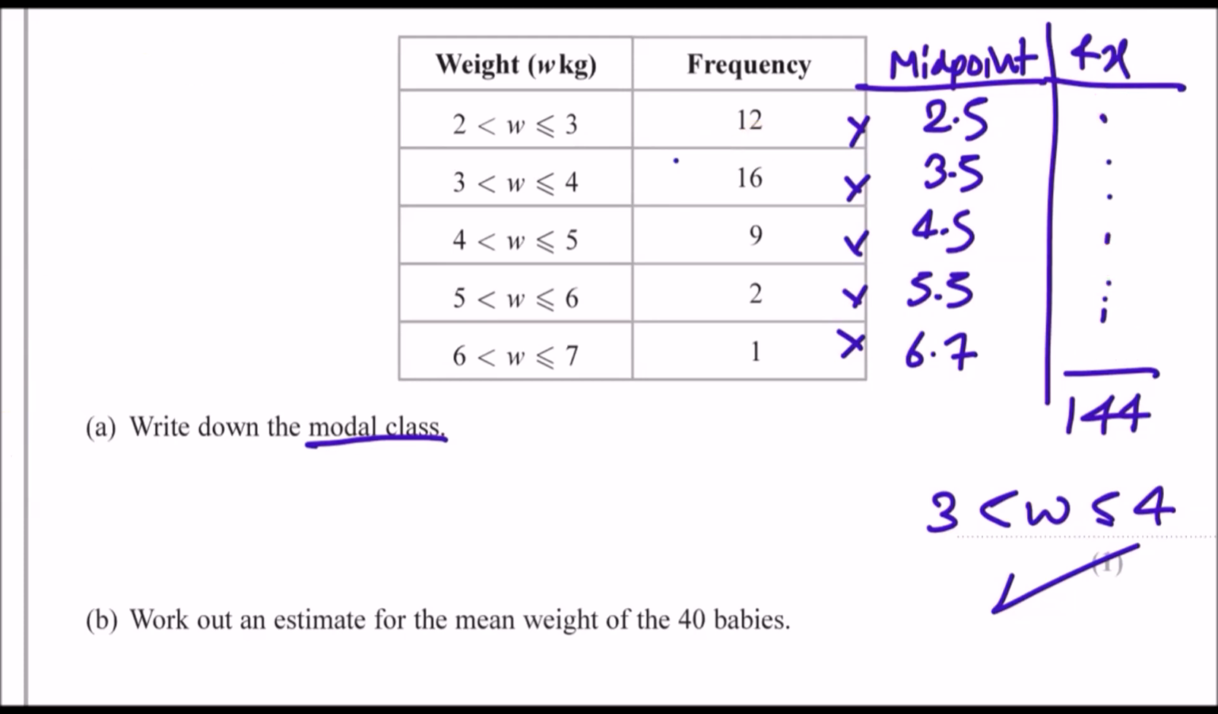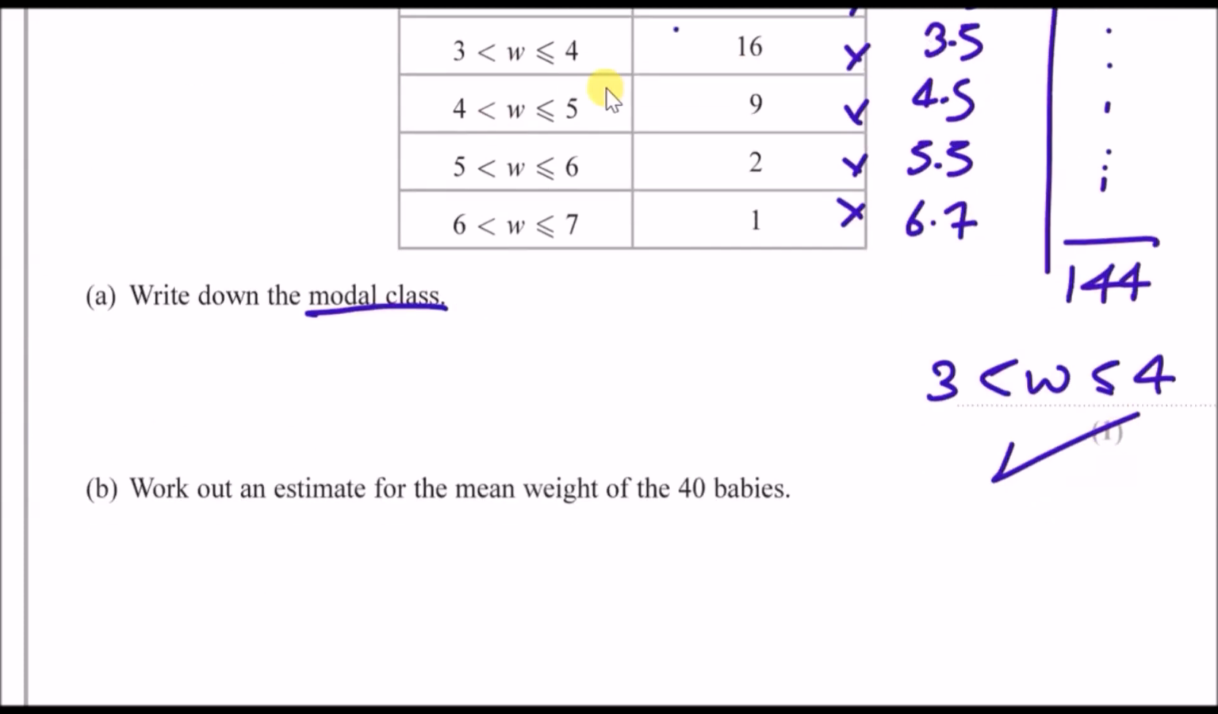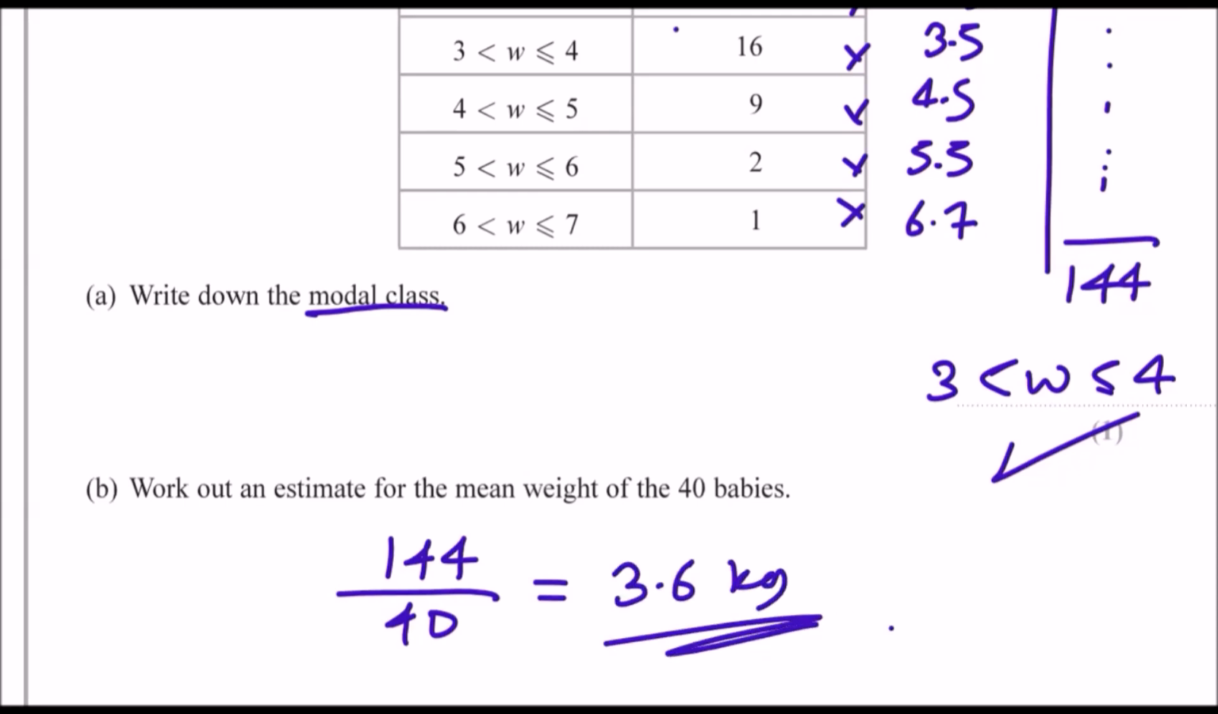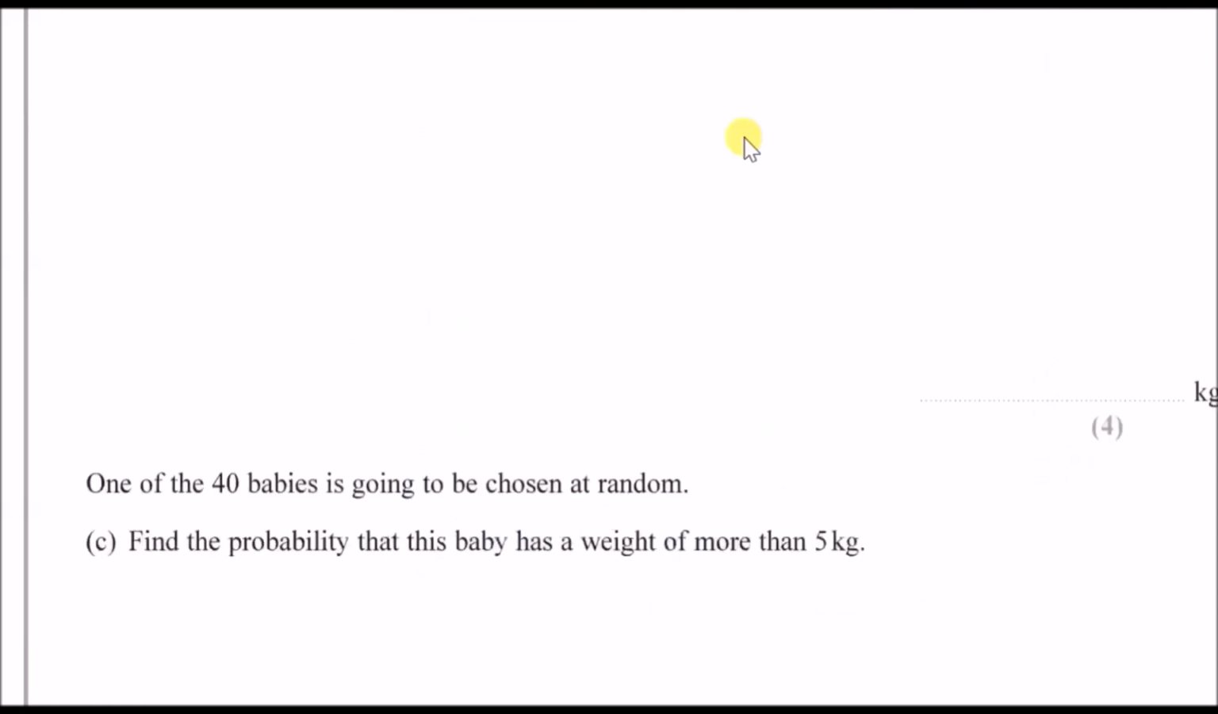And then we say, okay, the mean weight of these 40 babies, well, we know that the total weight for all the babies is 144. We got 40 babies. So divided by 40, you should get a mean weight of about 3.6 kg. Yeah, and that's B done.